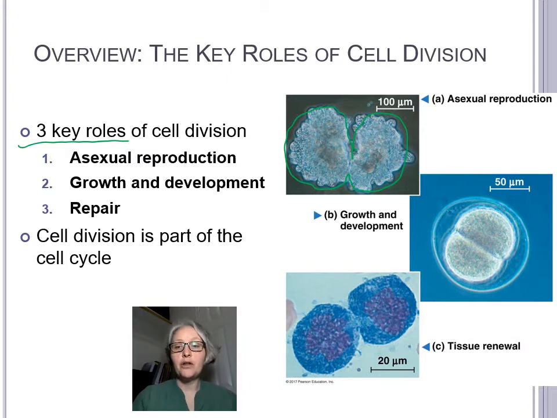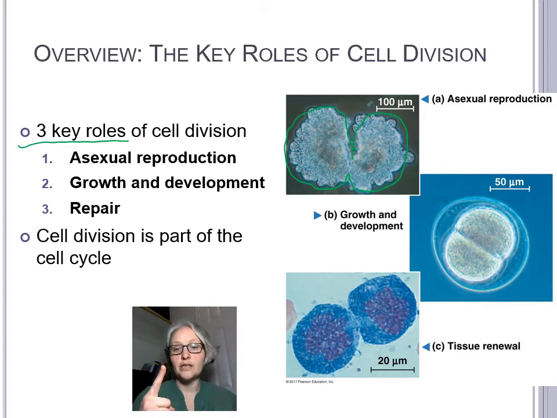Secondly, growth and development. All of us used to be just a single cell big. Through the process of cell division, we're now full of millions of cells. And repair. That's our third key role. We are able to repair damaged tissues through the process of cell division. So you should absolutely know these three key roles of cell division.